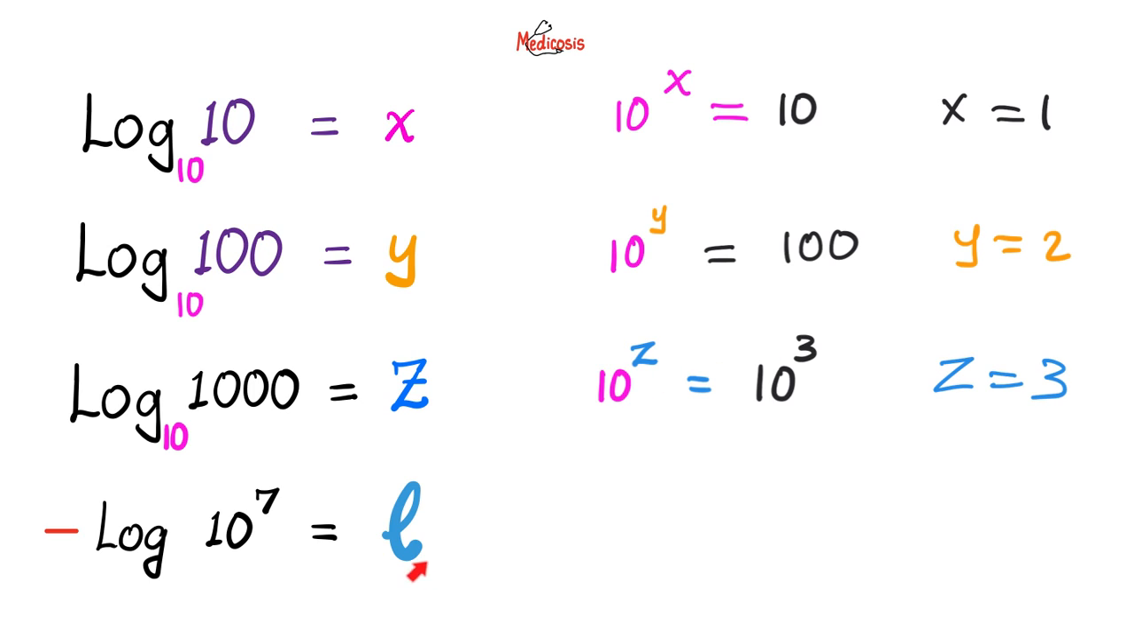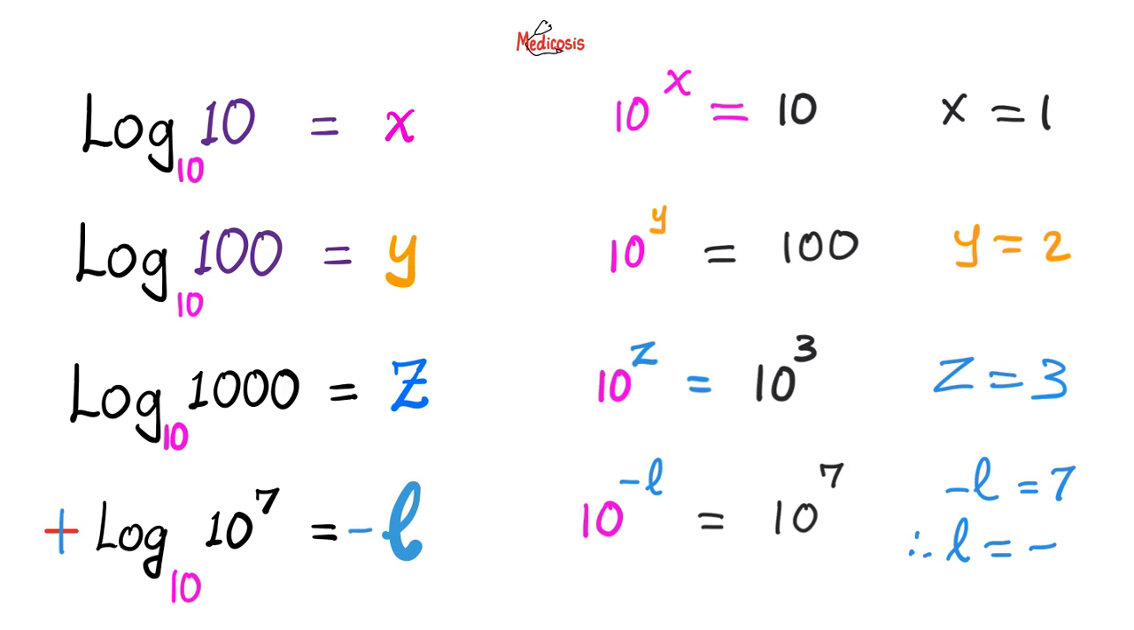Easy peasy. Next, what's the value of L if negative log 10 power 7 equals L? Well, do you see that negative right here? It's going to confuse me, so I'm just going to shift it to the other side. If negative log 10 power 7 is L, then log 10 power 7 without the negative equals negative L. Amazing. What's the base? Not written, so it's implied as 10. Therefore, 10 power negative L equals whatever was written in front of the log. Therefore, negative L equals 7, and therefore L equals negative 7.